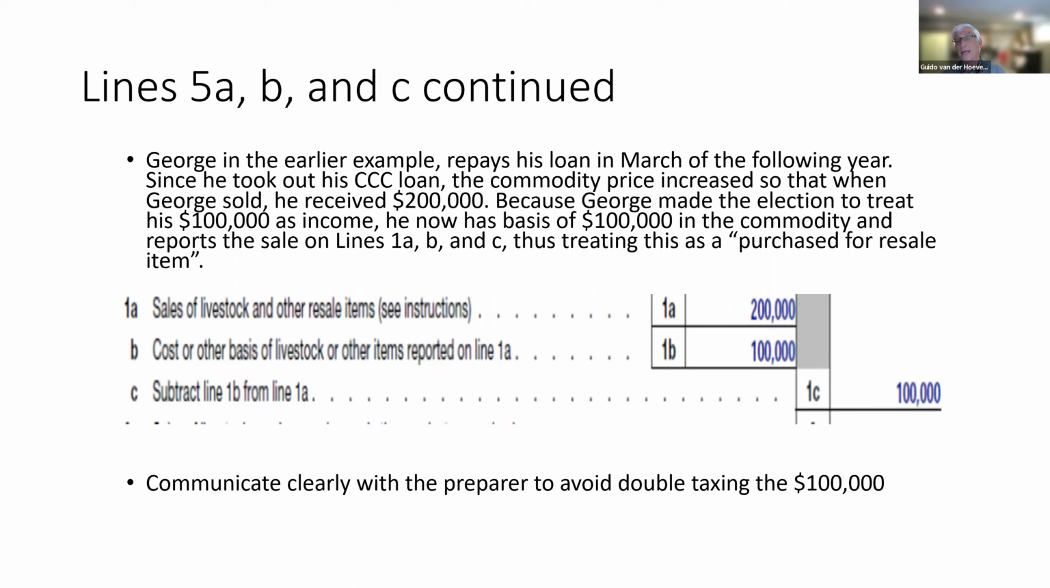He made the election, he reported that income. Now he pays that loan back, but what he needs to do is he doesn't want to pay tax on that corn twice. So you see that on line 1A, he's going to have the $200,000. He has that $100,000 of corn that he elected to treat as income. That now becomes his basis in that commodity, because remember, he paid tax on it last year. And now on 1C, he comes in and he's got that net $100,000. And we need to clearly communicate this if we're using a preparer to avoid double taxing that $100,000 that you see issued on line 1B.